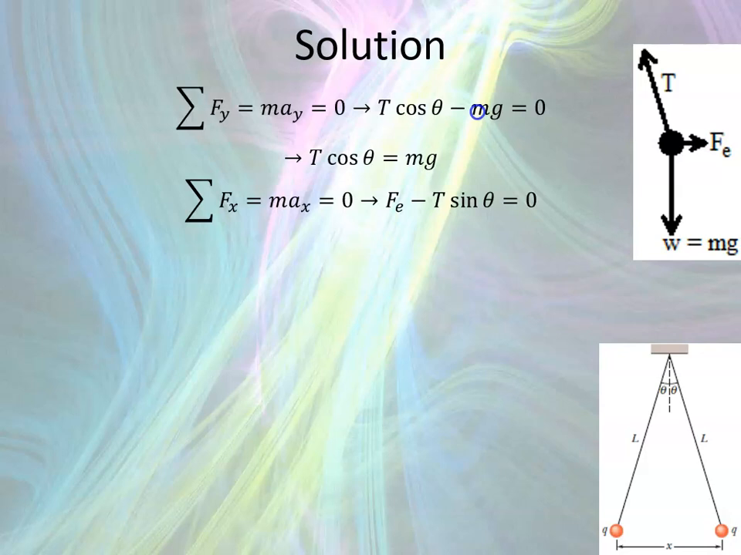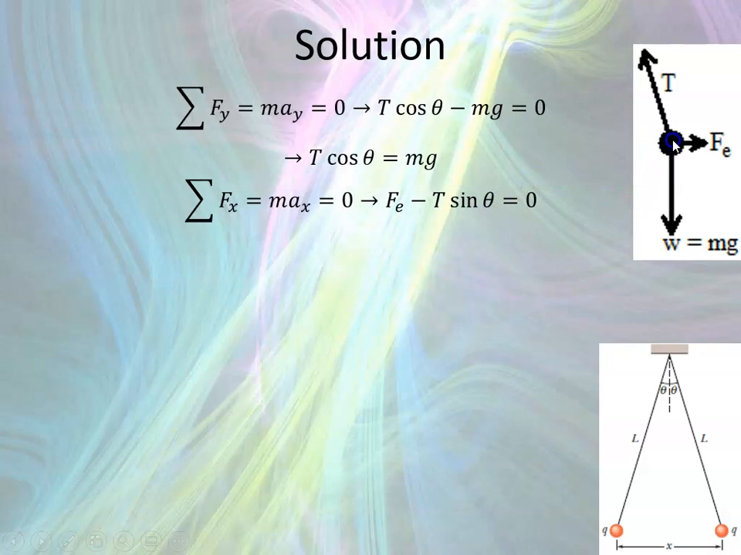We have the net force in the x direction is equal to mass times acceleration in the x direction, which is also 0 because, again, it's hanging, it's not moving back and forth or anything like that. Well, what forces do we have in the x direction? We have this electric force to the right, so that shows up as a positive, and we have the x component of tension to the left, so that's going to show up as a negative.